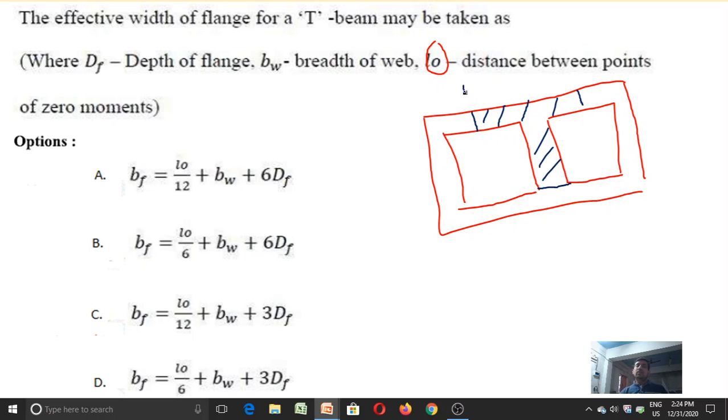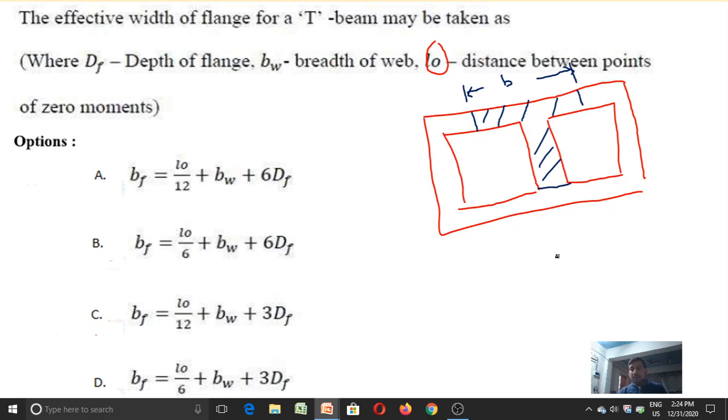Then this will be the actual width of the beam. But in the question, it was asked what will be the effective width of this T beam. So what do we mean by effective width? The width on which a T beam can effectively resist the forces. That width of the beam is called the effective width of the beam.